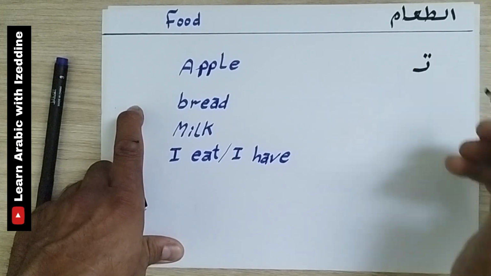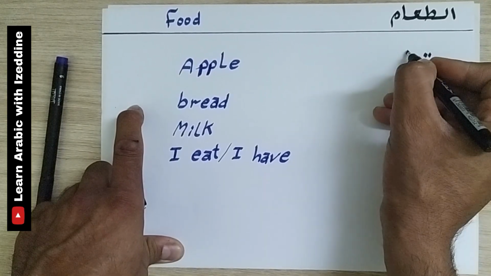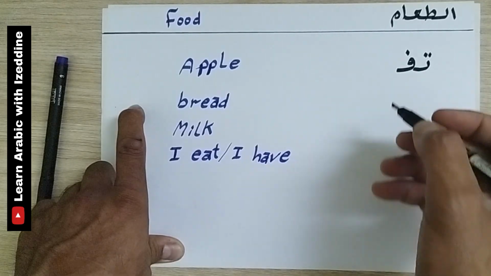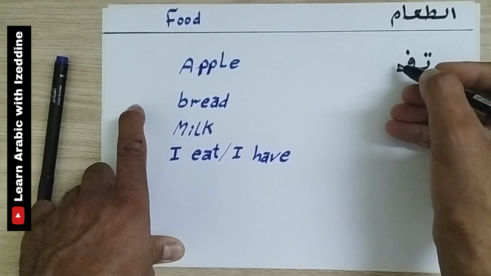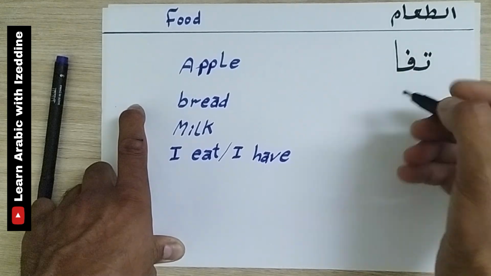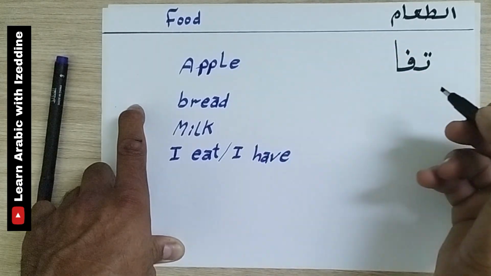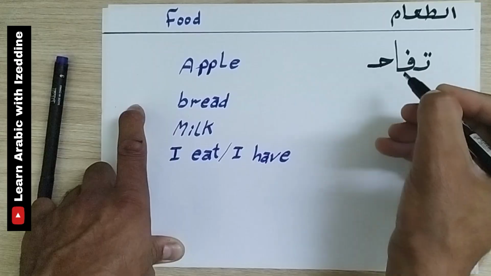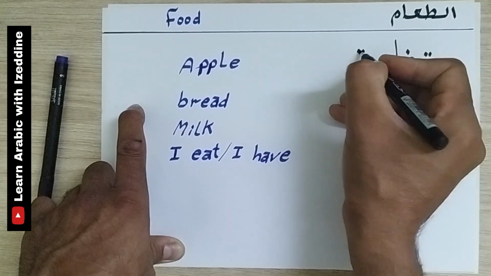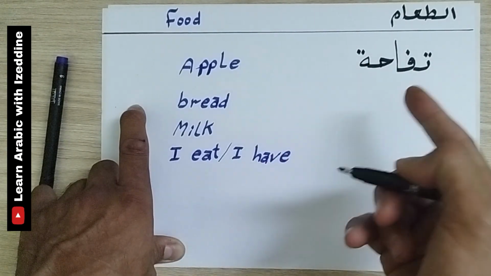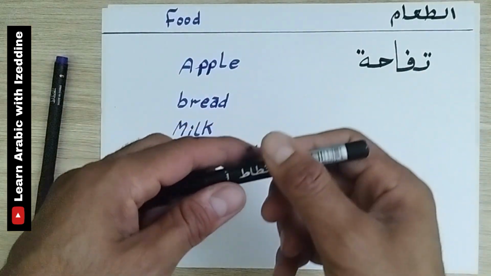This is ta. This is the letter fa, so that we can say tuf, fa with alif. So now we pronounce it fa. Tufaha. This is ha. And then we have a ta at the end. We pronounce it like ha. So tufaha, or tufahatun. Okay?